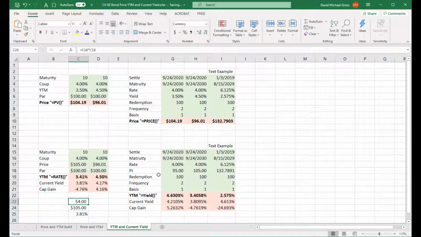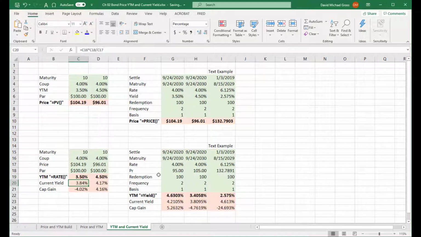If the price goes up, the coupons have not changed, but the price is higher, and so note that the current yield is lower. If the price goes down to say 95, the current yield goes up to 4.21. So remember, the current yield is the coupon dollars that I receive, and that never changes, divided by the price that I am willing to pay for the bond. So here at $104.19, the yield to maturity is 3.5.